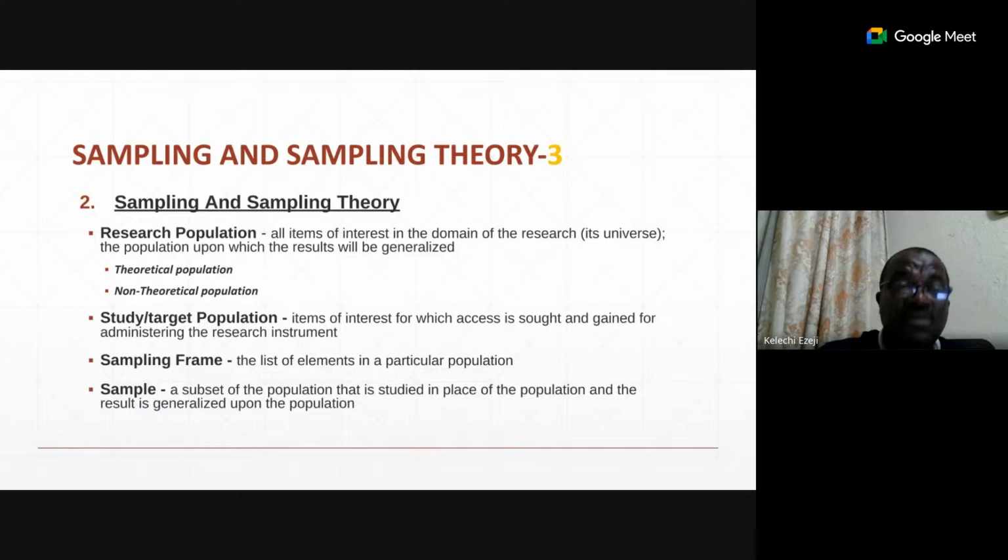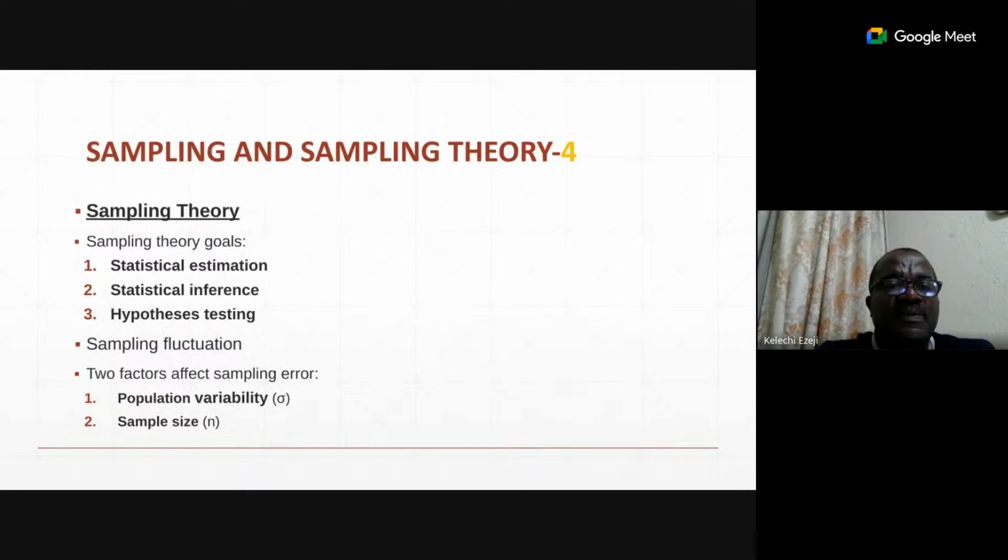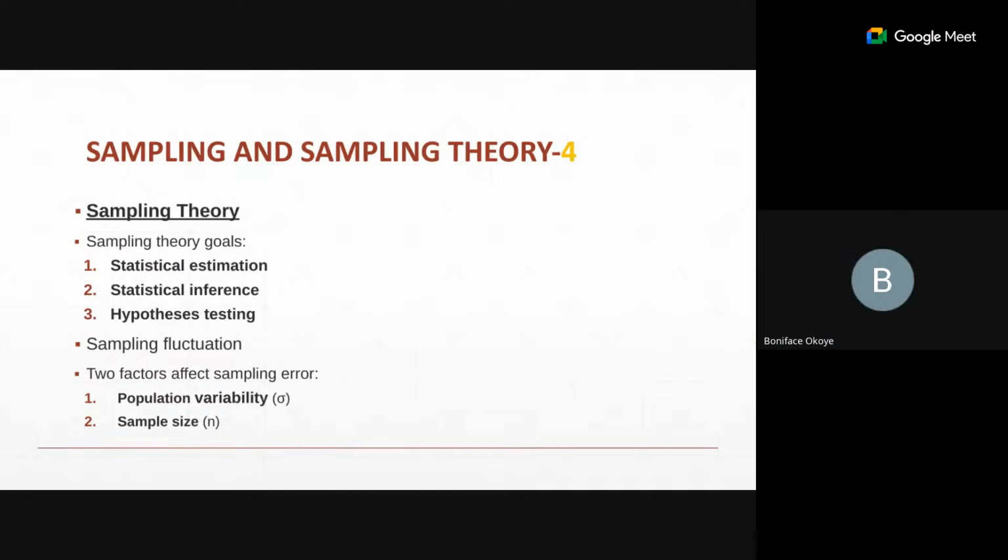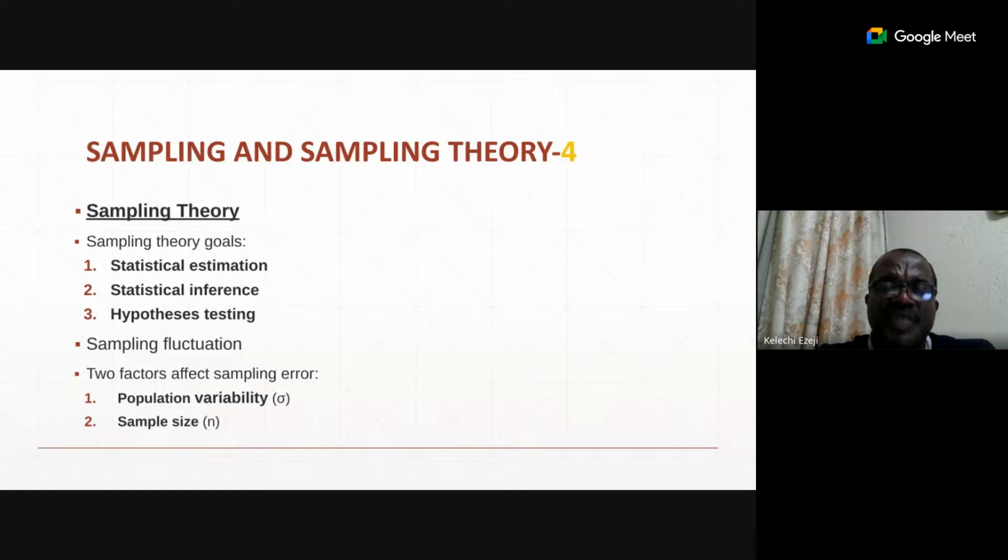Go on to talk about sampling theory a bit more. Now that we've tried to clarify what a sample is, sampling is the process of obtaining samples, essentially. Sampling is the process by which you obtain samples from a population.